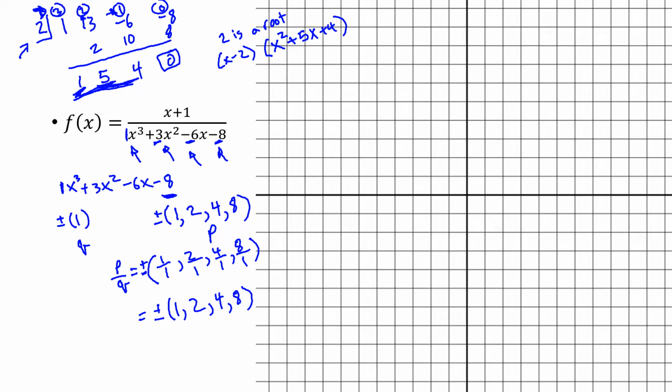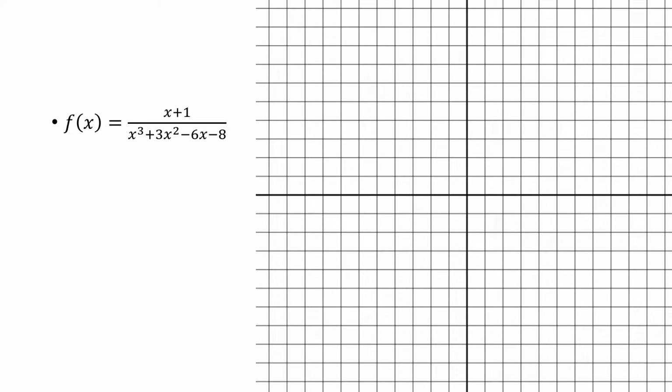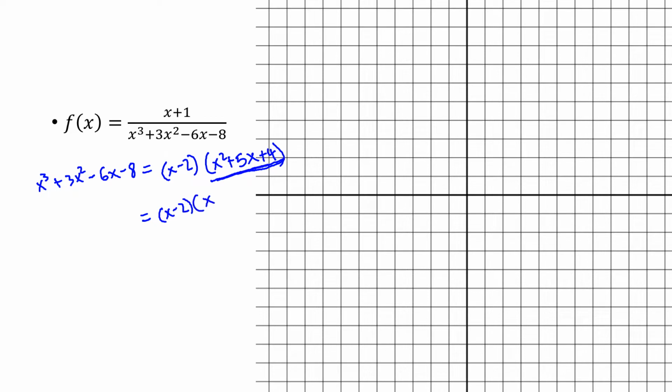Now let's clean this up a little bit. So we found out that that denominator, x cubed plus 3x squared minus 6x minus 8, is going to factor as x minus 2 times x squared plus 5x plus 4. Of course, this part right here, we could use a normal factoring technique to factor a little bit more. And if we do that, we would end up with x plus 1 and x plus 4. So in other words, this part here factors as what we have here.